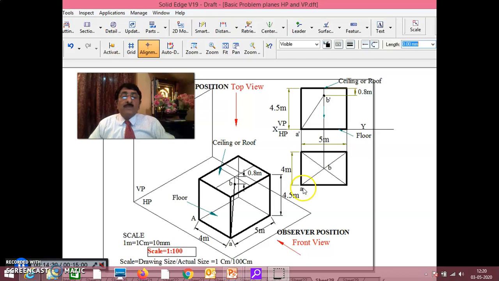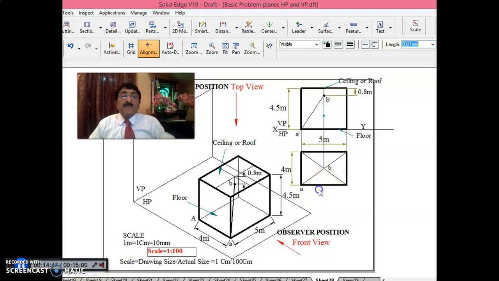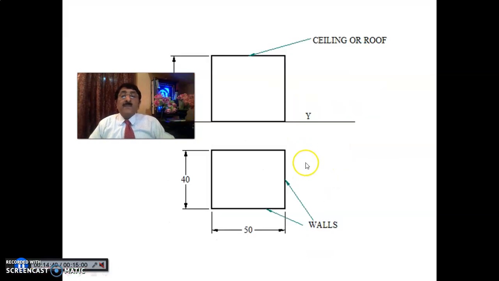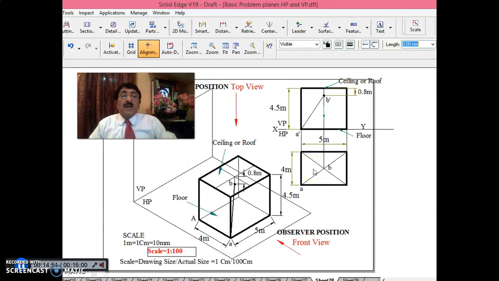Now, once you have this A and A dash, it is clearly one of the ground corners. A dash, and you take A here so that it is at the intersection of the front and left wall on the ground. Now, A dash, B dash you have, AB you have. In that way, you have the front view and top view of the thing, and we'll continue this in the next session.